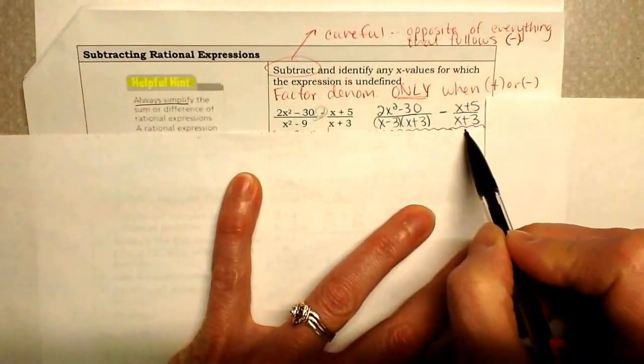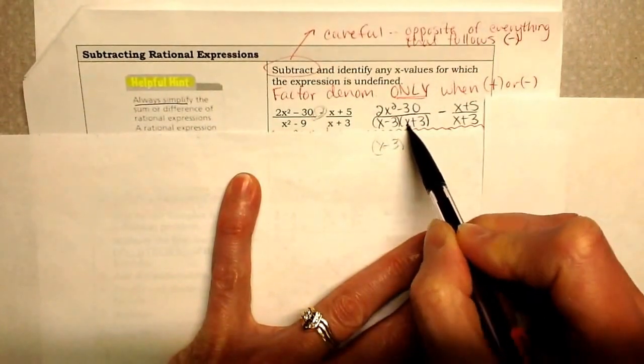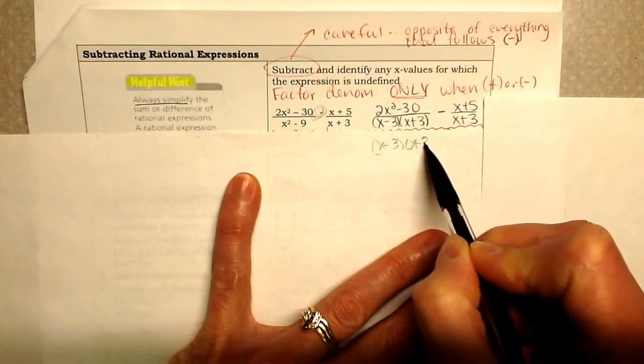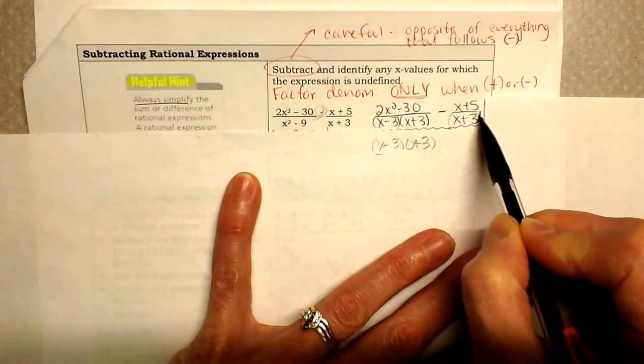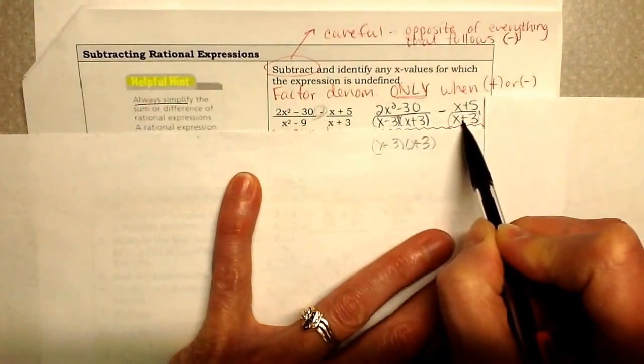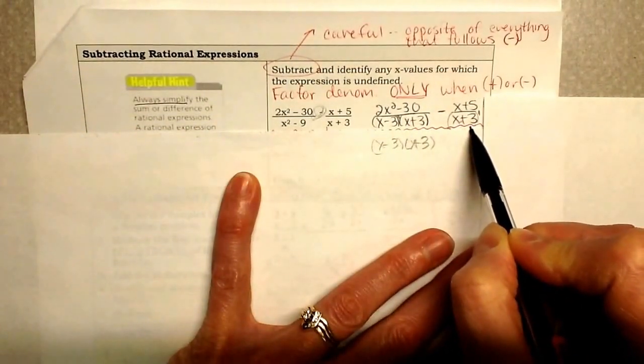So I'm going to read from left to right. I know that I need an x minus 3 in my denominator. I also need an x plus 3. And here I have x plus 3 again. Now this one is to the first power, and these are identical, so I take the highest power, and they're both 1. So I don't have to write that one again.